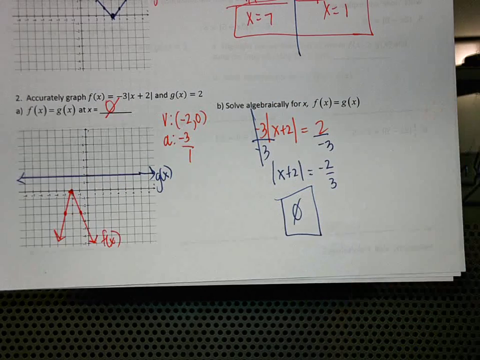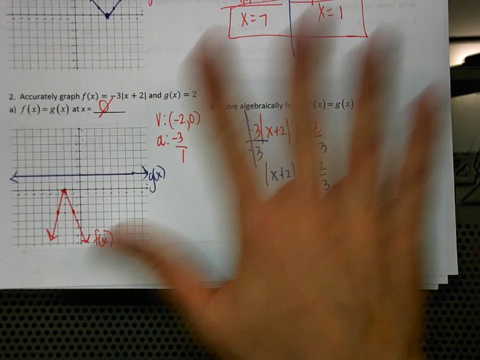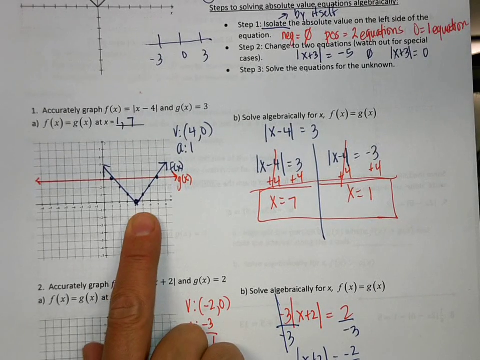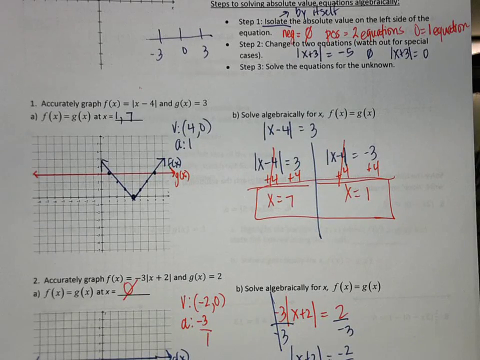And so graphically, we can see too that there is never a time that these two graphs intersect, okay? Which makes sense why there's no solution, where here we could see that it crossed twice, okay? Which is why there's two answers. Okay.